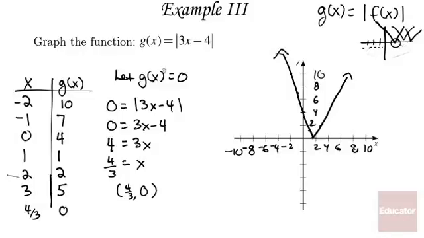So when graphing a function such as this, find the point of intersection with the x-axis by letting g of x equal 0. Then use some negative values for x and some positive values for x until you have enough information to graph out this V-shaped curve.